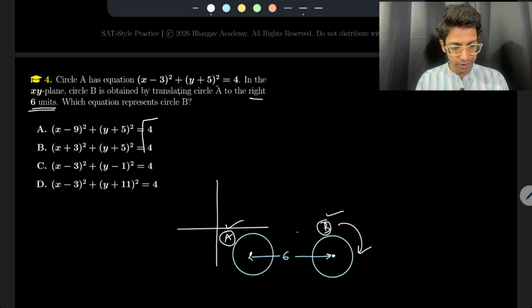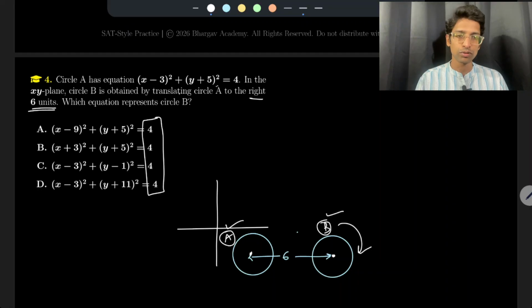So the right hand side will have the same 4 that is sitting in all the options. So that is cool. The only thing that has to change now is the center. So first let's do it with Desmos, and then I'll show you how to do it with the algebra. Let's go to Desmos.